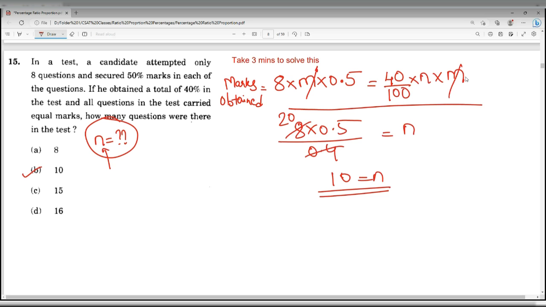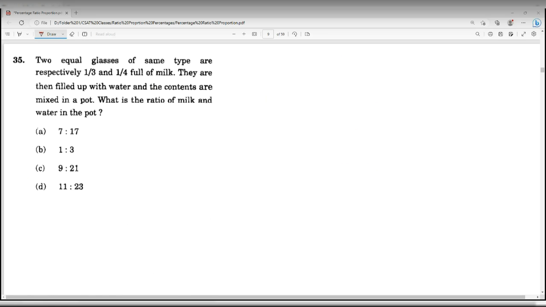I hope you understood the solution for this. If you still have any doubts, you can please raise your hand and ask. If there are no more doubts, we'll move to the next question. Please take 3 minutes to solve this question.